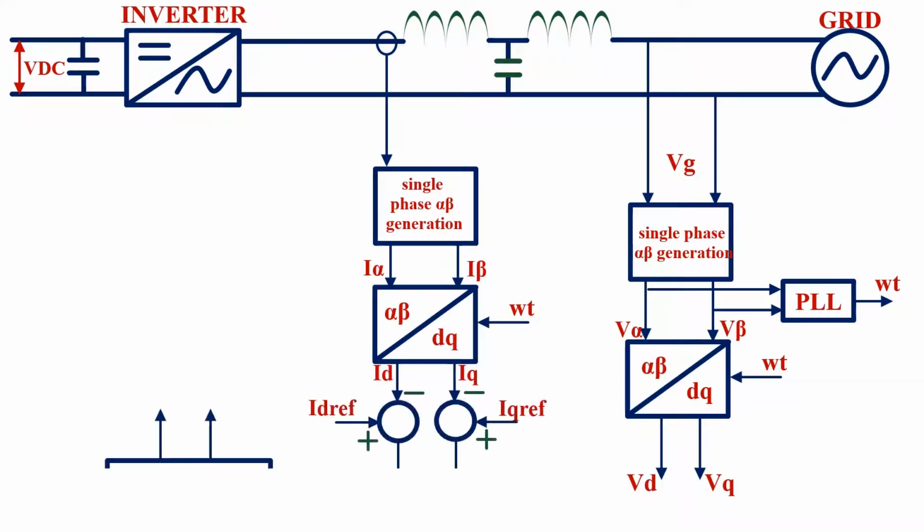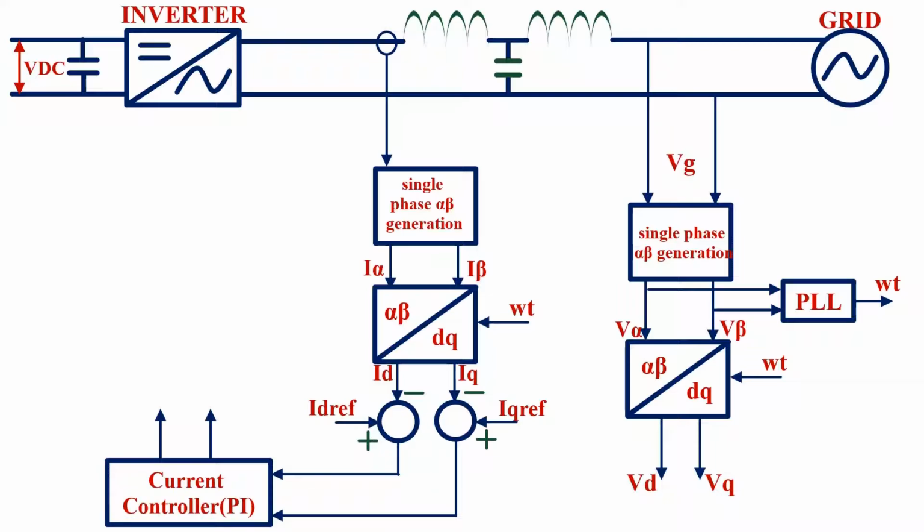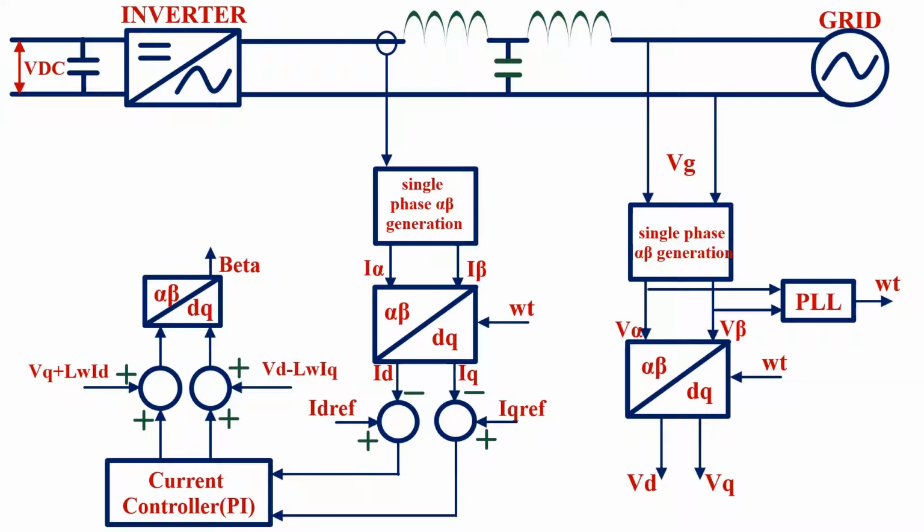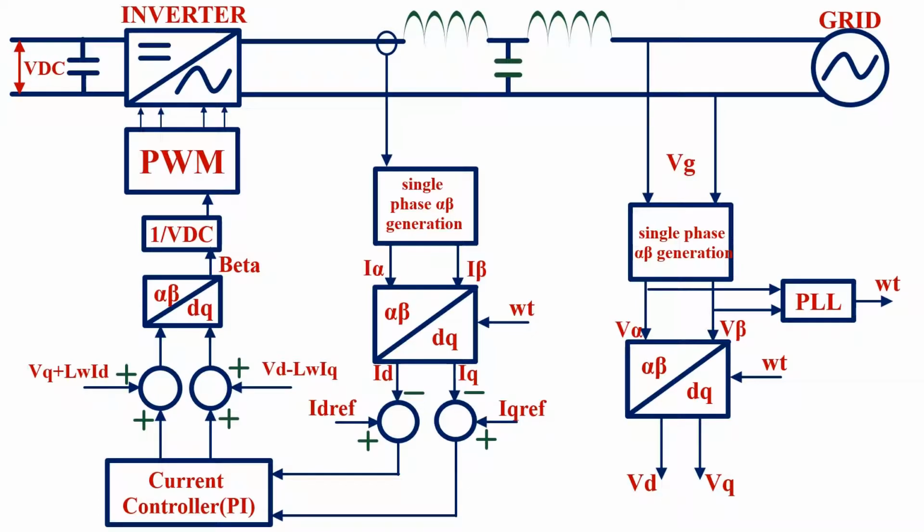ID and IQ are now compared with their reference values and given to the PI controller. Add VQ plus L omega ID and VD minus L omega IQ to the PI controller output. Now these outputs are transformed back into the alpha-beta frame. For the PWM implementation, we need only the beta voltage, and ignore the alpha voltage. Now beta voltage is multiplied with 1 by VDC, and given to the PWM generation block. So this is how we implement the controller in DQ frame for single-phase grid-connected inverter.